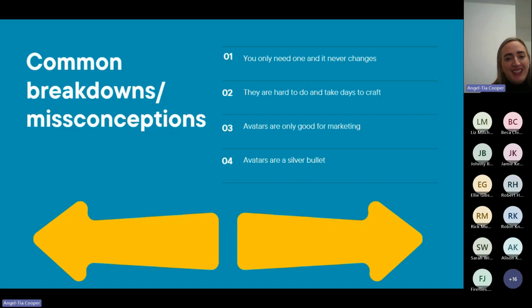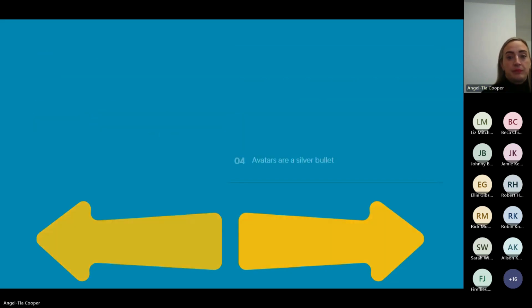Another misconception is that avatars are only good for marketing. Again, these can be used in everything you do. They can help from a sales perspective, helping your consultants understand who they're trying to sell to. If they understand their customers better, they're more likely to be able to create that relationship with them. And the last one, although it kind of counteracts what I'm saying, is that it isn't a silver bullet. You're not going to suddenly be the master of all things marketing and sales because you have this customer avatar. Like everything in marketing, it's about creating tools that will help you and deliver better materials.